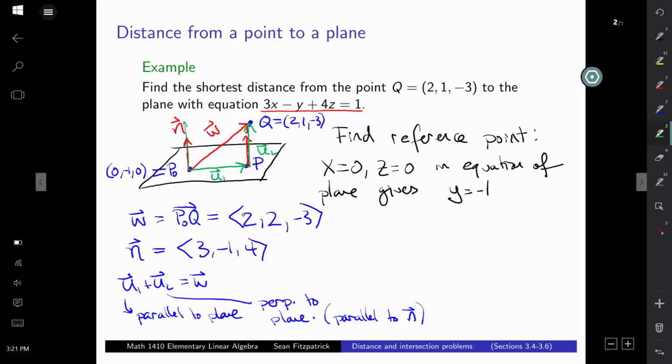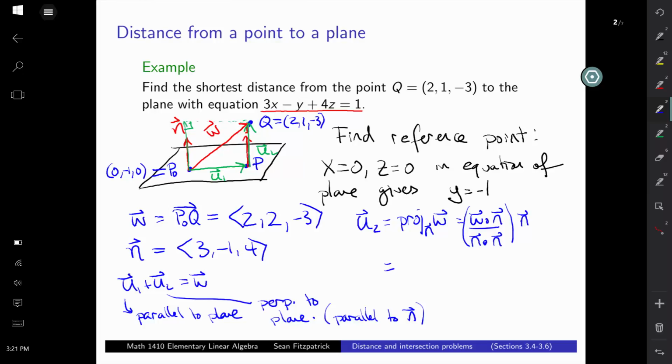If you draw that U2 over here and think about dropping this perpendicular, U2 is just the projection of W onto the normal. So we can calculate that guy. U2 is the projection of W onto the normal vector. So W dot N over N dot N times N.